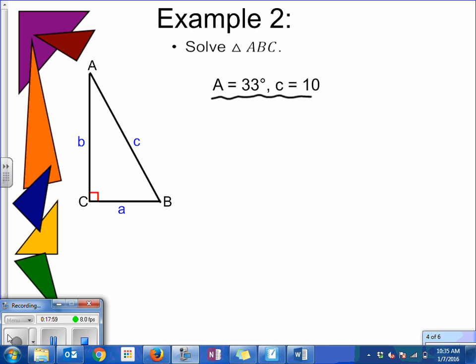Okay. So what I would do on this problem, if I were starting it, I would start by solving for angle B, where I just take 90 minus 33, and that gives me 57. And I can now label 57 degrees and 33 degrees. I'm also going to label that C is 10 over here.